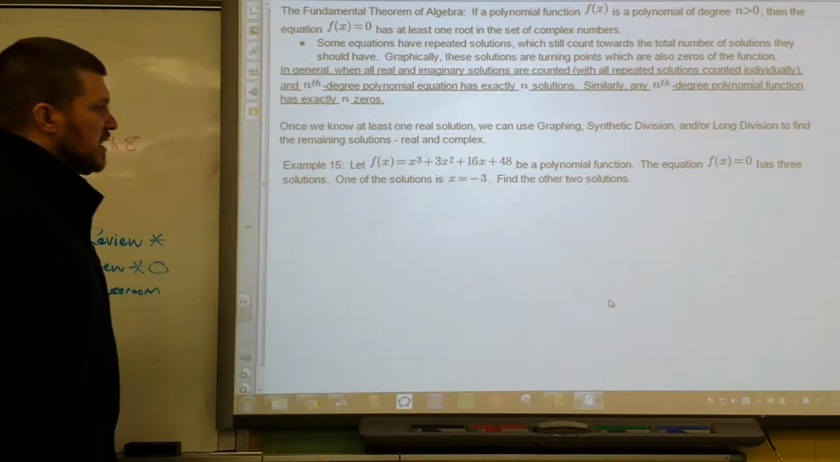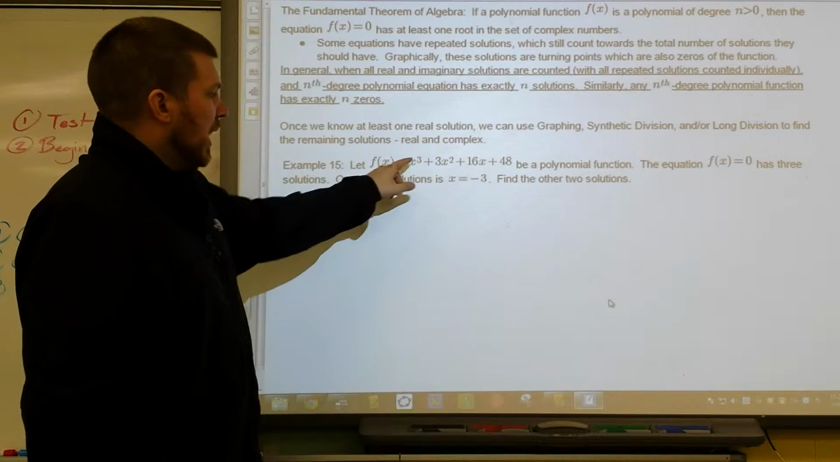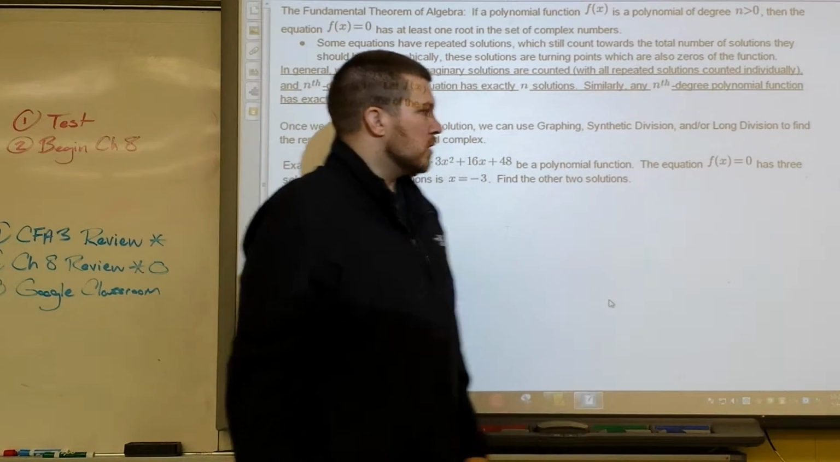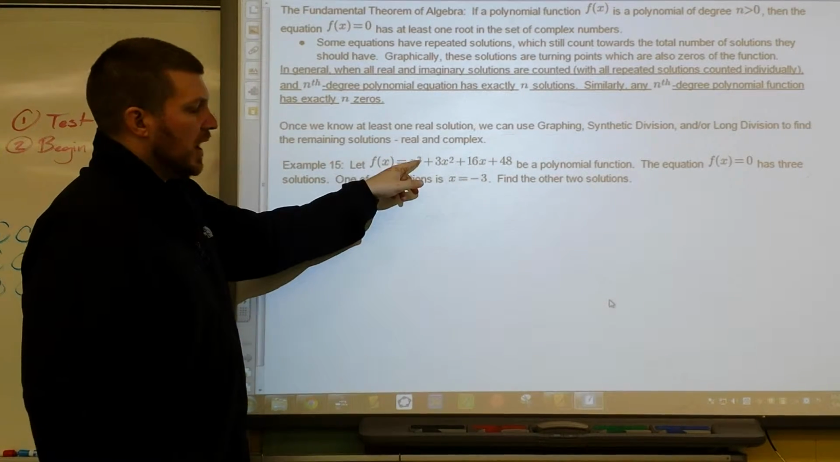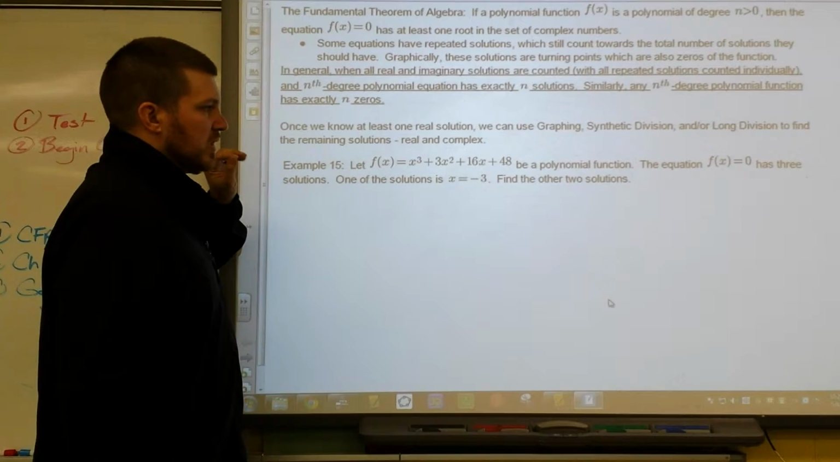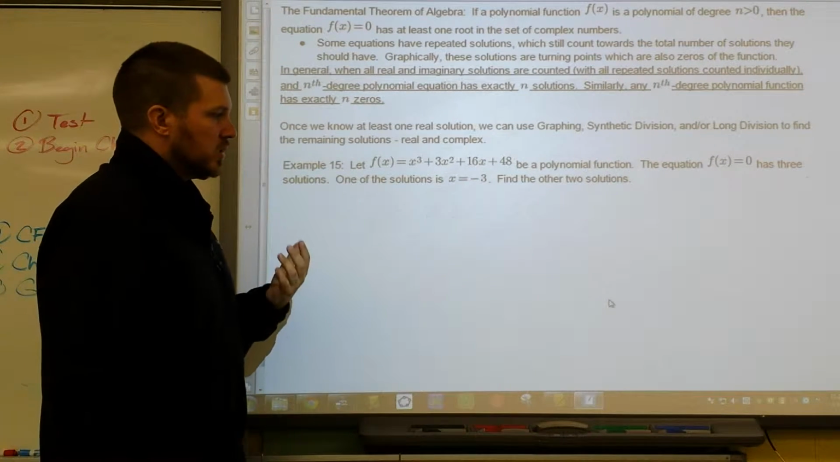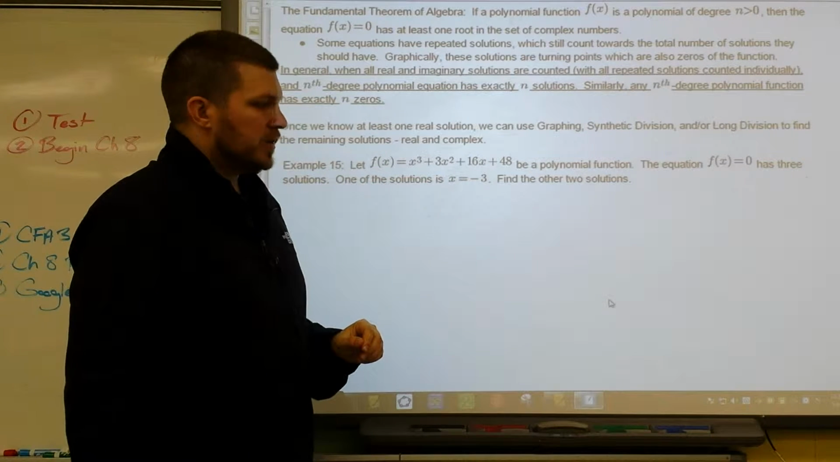So in example 15, we have a function f of x, and it's a polynomial. The highest power is 3, and the equation f of x equals 0 has 3 solutions. We know that from the fundamental theorem of algebra. Since the highest power is 3, we know we're supposed to have exactly 3 solutions. Might be real numbers, might be complex numbers, we don't know. One of the solutions is x equals negative 3. We want to find the other 2 solutions.